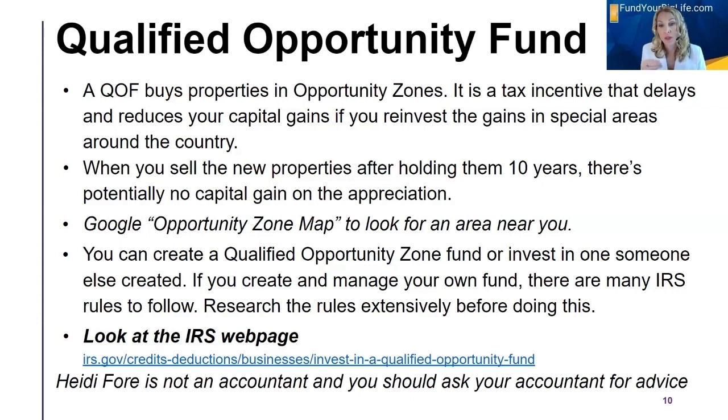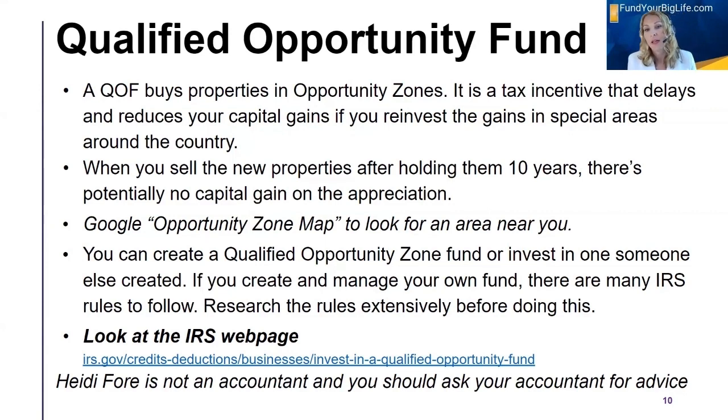And the longer you hold on to the properties that you buy with the profit, the better your tax incentives are. So there are different tax incentives if you hold on to it for 5 years, 7 years, and 10 years. In fact, on the IRS website, it says that after you buy the new property in the opportunity zone and you fix it up, you have to make it worth twice what it was when you bought it.